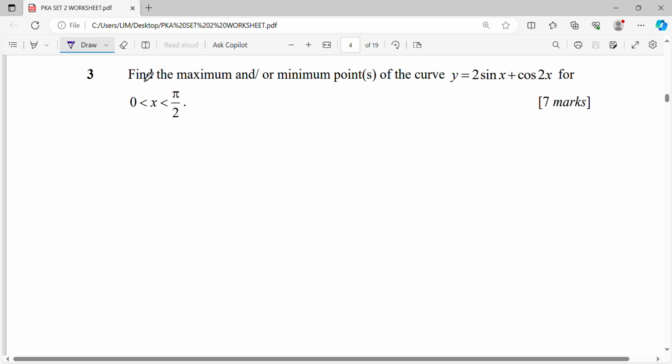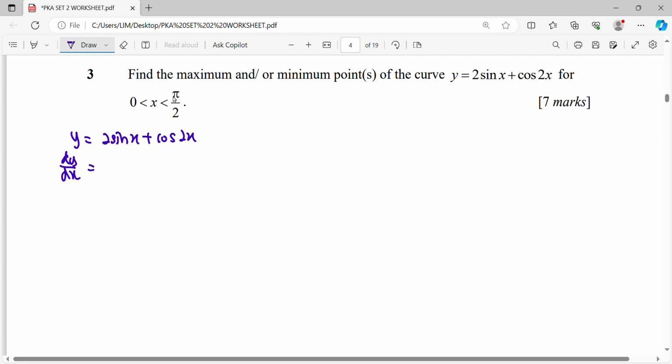So for this question, they said find the maximum or minimum points. Points means maybe one, maybe two, maybe more than that, of the curve for x between 0 and pi over 2. Alright, so for the curve y, when you want to find your maximum or minimum, you find out the critical first. Means you need to differentiate, find the first derivative, let it equal 0 to find out what's the x.